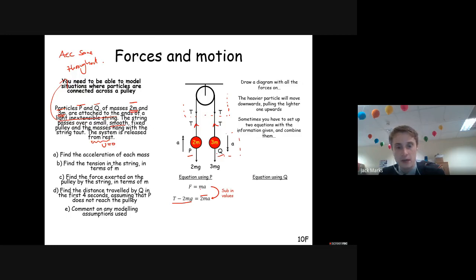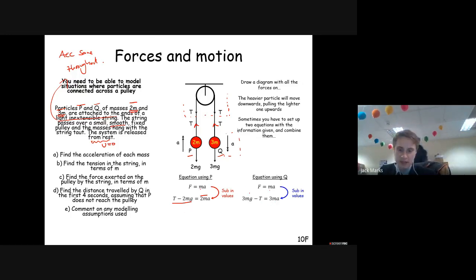Do the same for Q. What's the leading force for Q? Think of the direction. Well, it's 3mg and the T holds it back. So 3mg minus T. And the same sort of thing going on. Kind of confusing that you have F equals ma, and then you have m as an unknown there.